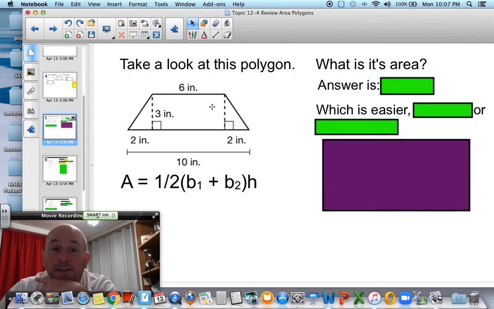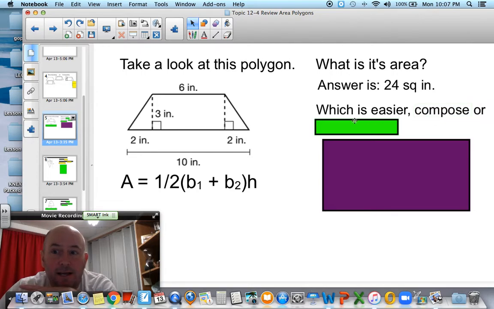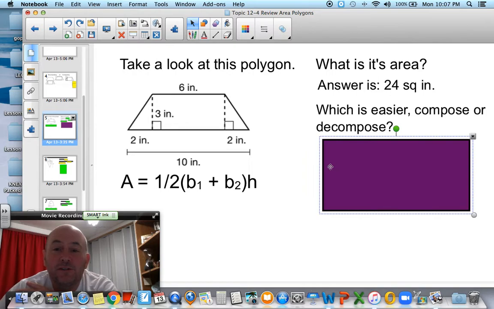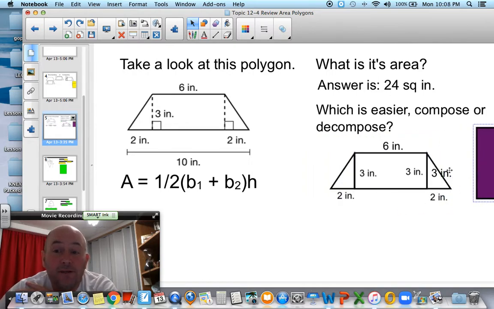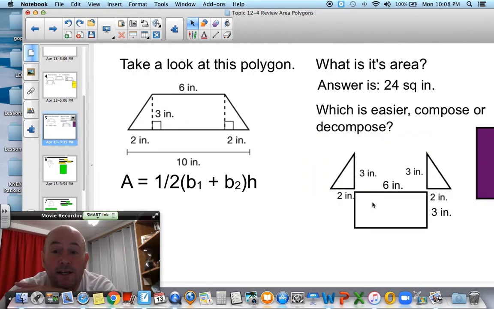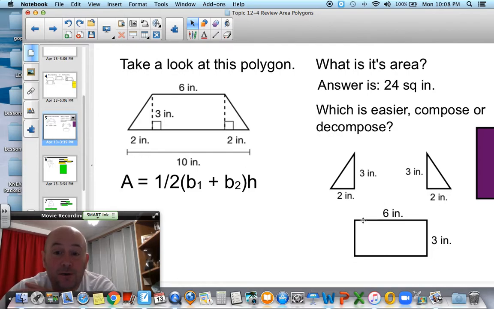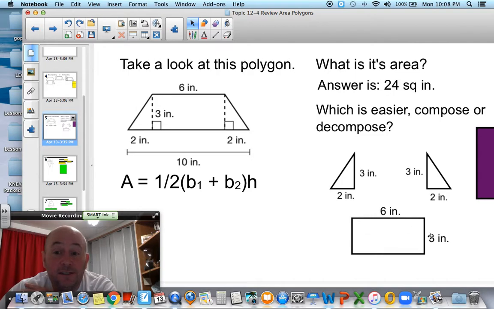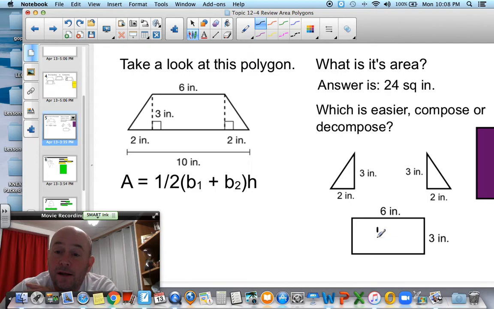Okay, so the area of this trapezoid is actually 24 square inches. Okay, and so you might decide, well, I'd like to compose it into a rectangle or decompose it into separate shapes, okay? Because certainly you could do that. In other words, you could say, all right, I'm going to take the rectangle that is in the center here, and I know that that is 6 times 3, which is 18, okay?